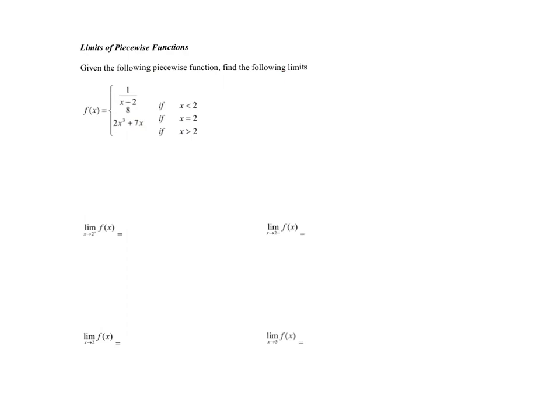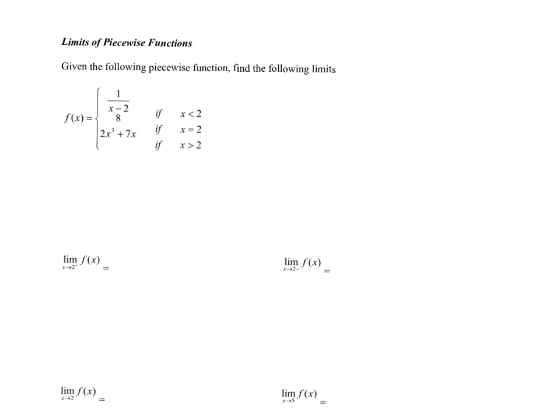The last thing we're going to do is look at limits of piecewise functions, which we've looked at a little bit before, but we're going to talk about them at infinity and things like that as well. So if you look at this, we have three parts. We have 1 over x minus 2 if x is less than 2. It's 8 if x is equal to 2. And it's 2x cubed plus 7x if x is greater than 2.